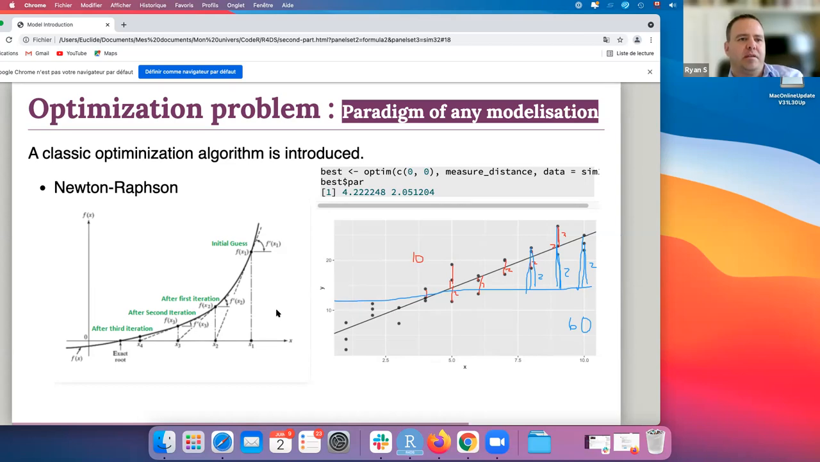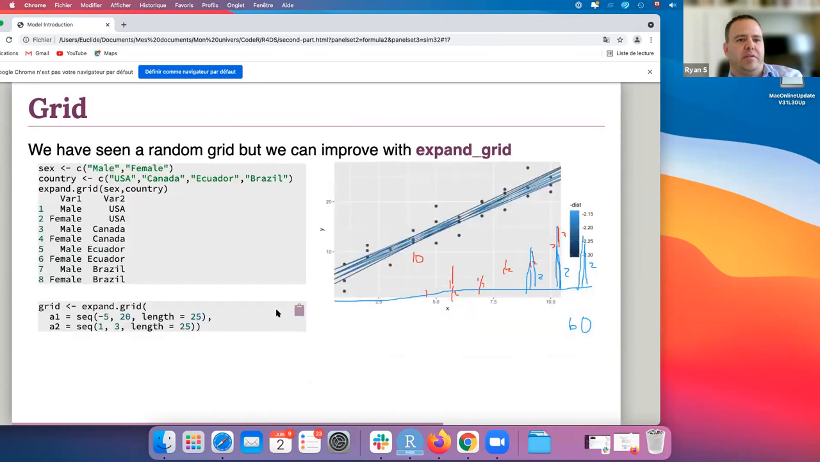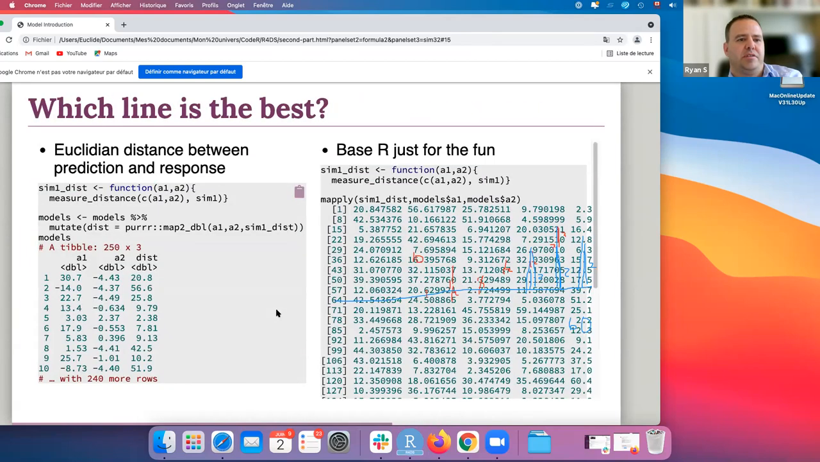Yeah. So if you go back a slide or two, Sandra, to the one that had all of the different lines, all 250 lines.